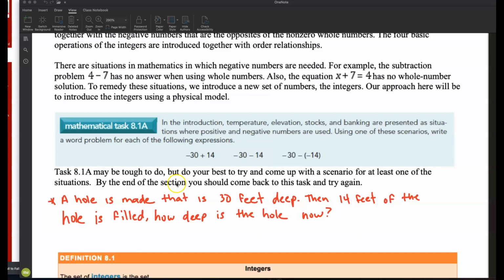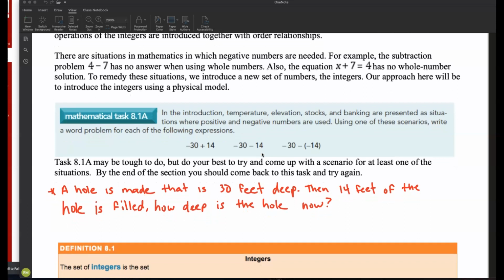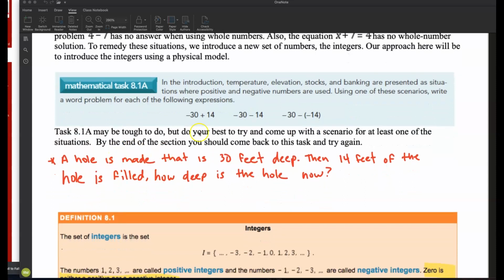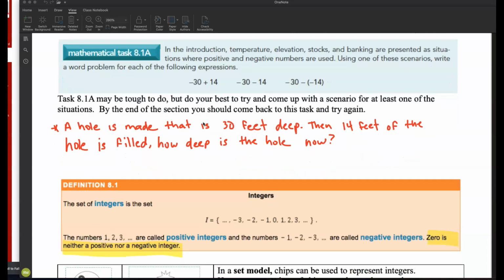And so this first situation we look at here is negative 30 plus 14, negative 30 subtract 14, negative 30 subtract negative 14, and challenging yourself to think about when would we ever have to subtract a negative or have negative numbers, right? If we were in class, we'd be talking and having these discussions. And so the challenge was, can you come up with a situation for any of these three, where in the real world we would maybe need to use a negative number? So think about that context, right?